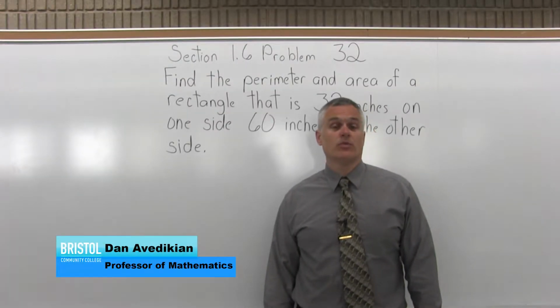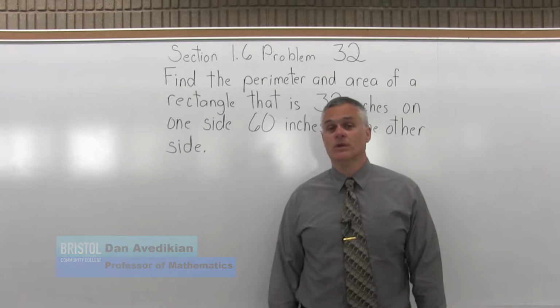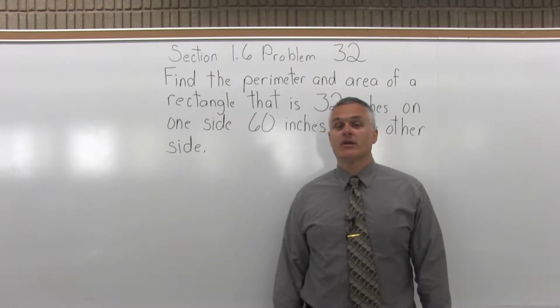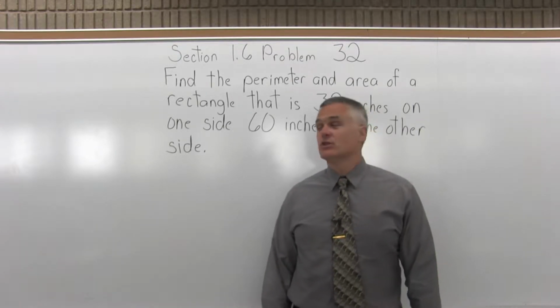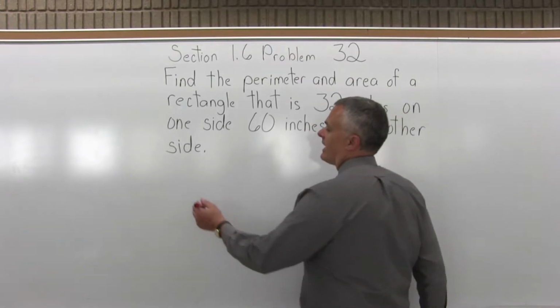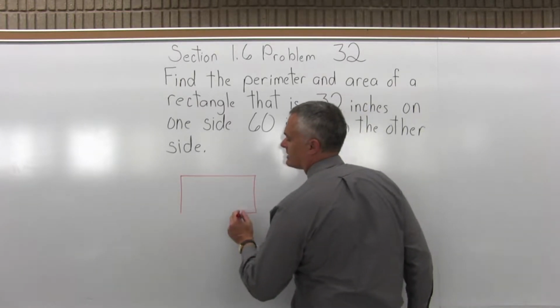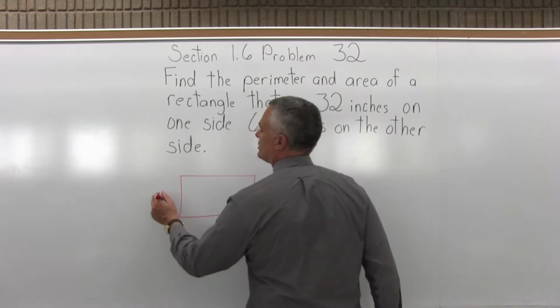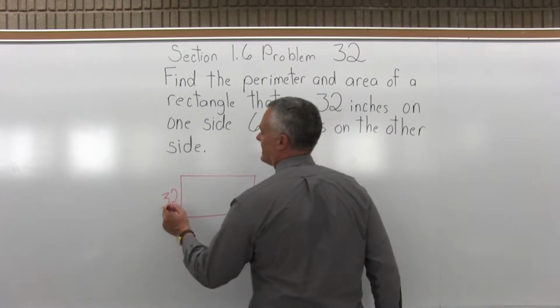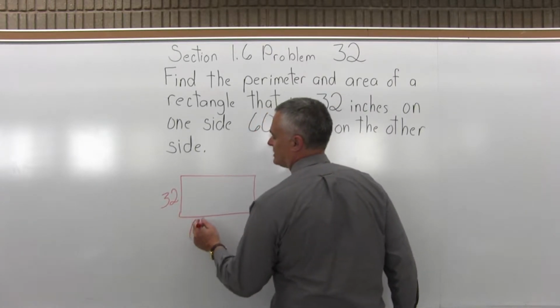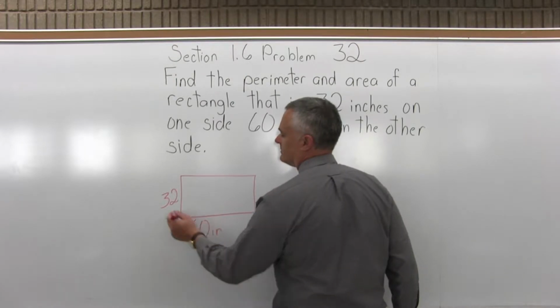This is Section 1.6, Problem 32. It says find the perimeter and area of a rectangle that is 32 inches on one side and 60 inches on the other side. So to start, I like to have a picture. So let's draw what this rectangle would look like approximately. So it says it's 32 inches on one side and 60 inches on the other side.